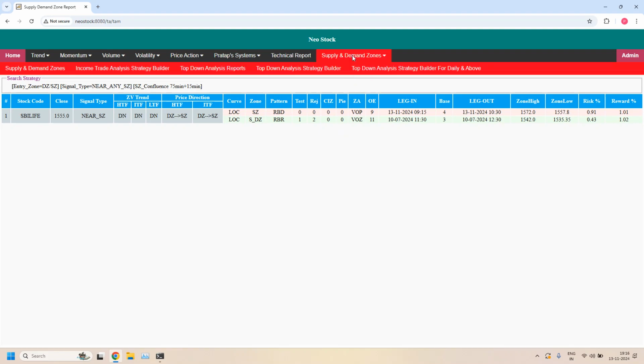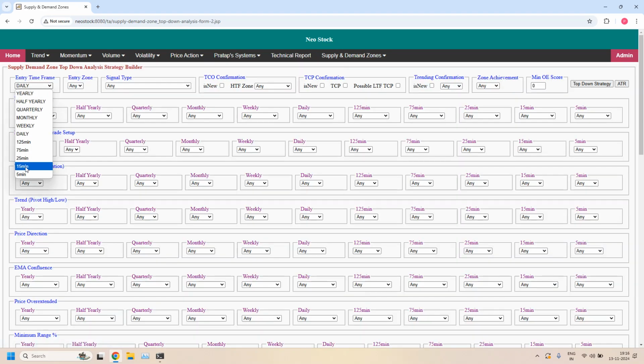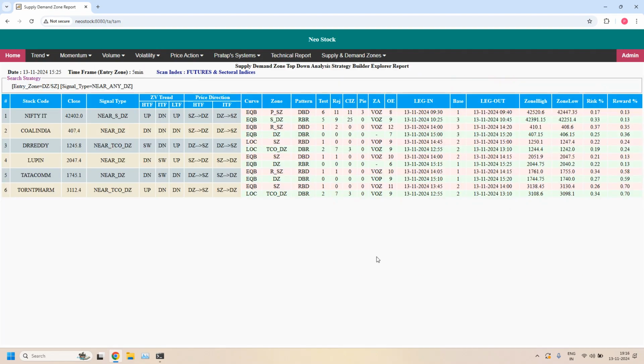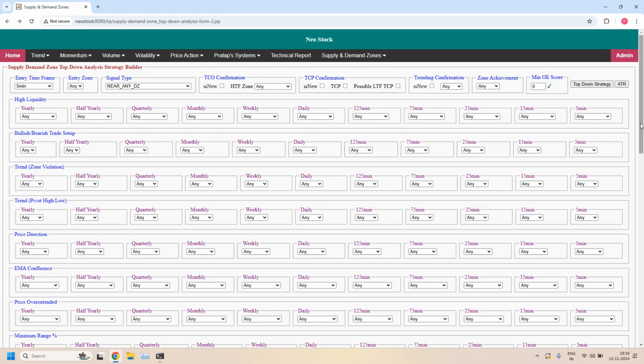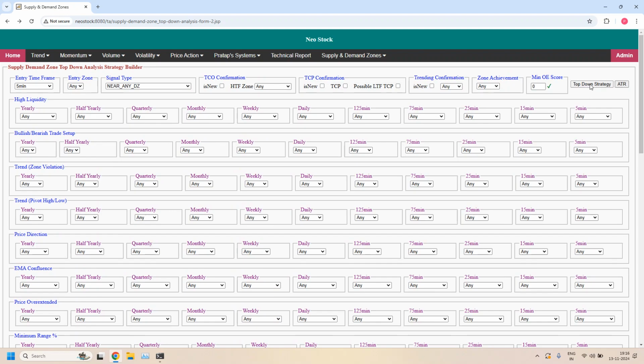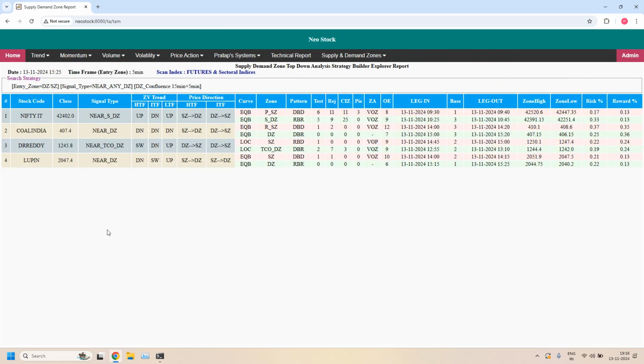Okay, next let us go to the 5 minutes time frame. Let us find the stocks near the 5 minutes demand zone. 6 stocks are filtered. Let's verify how many of these 5 minute zones are having ITF confluence. That is 5 minutes demand zone with 15 minutes demand zone confluence. I enable the filter. With this filter, we got 4 stocks. In these 4 demand zones, the 5 minutes demand zones are part of the 15 minutes demand zone.